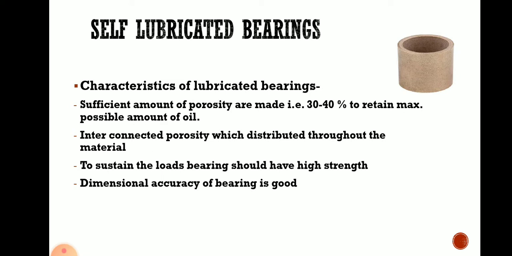Next, to sustain the load, the bearing should have high strength. To sustain load, these bearings must have high strength, isn't it? The dimensional accuracy of the bearing must also be good, because the gap between the shaft and bearing must be very small so that the lubricating oil layer will form and act as a lubricant. If that gap is too much, the lubricating oil will not perform its function. So that's why the dimensional accuracy of the bearing must be good.